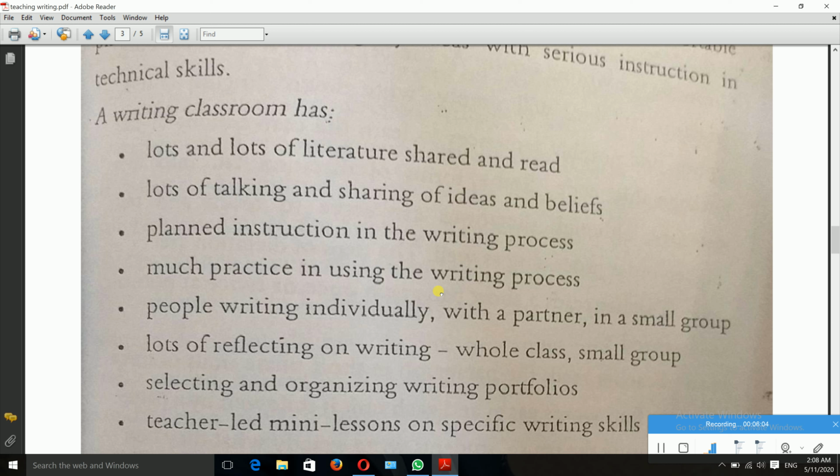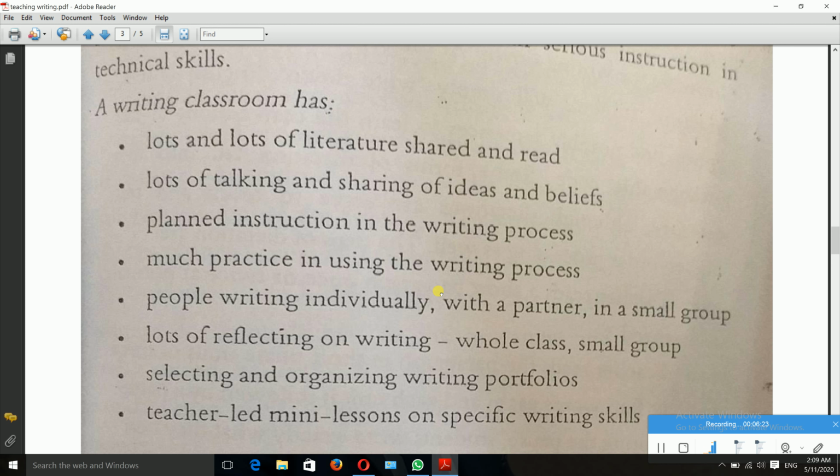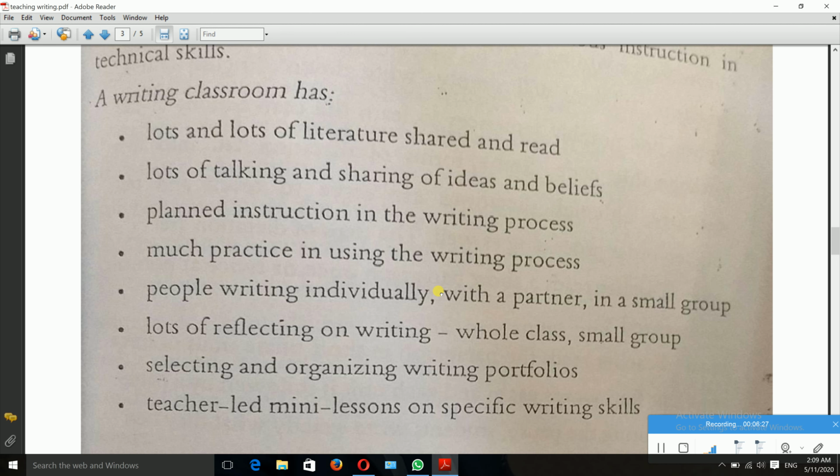Planned instruction in the writing process. هناك تعليمات واضحة وخطة واضحة من أجل الكتابة، يعني عملية الكتابة writing process. Much practice in using the writing process. هناك تدريب وممارسات فعلية من أجل عملية الكتابة. People writing individually, with a partner, in a small group. يعني يجب أن تكون كتابة فردية ومع شريك على شكل جروبات مصغرة.